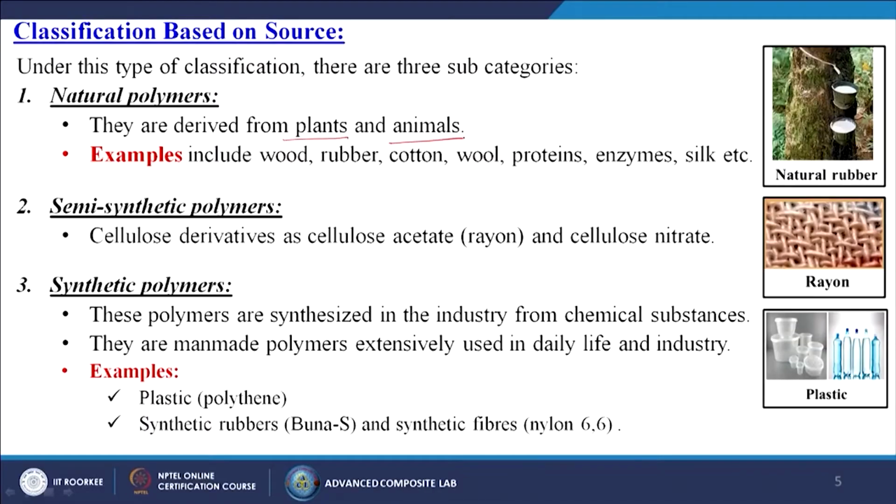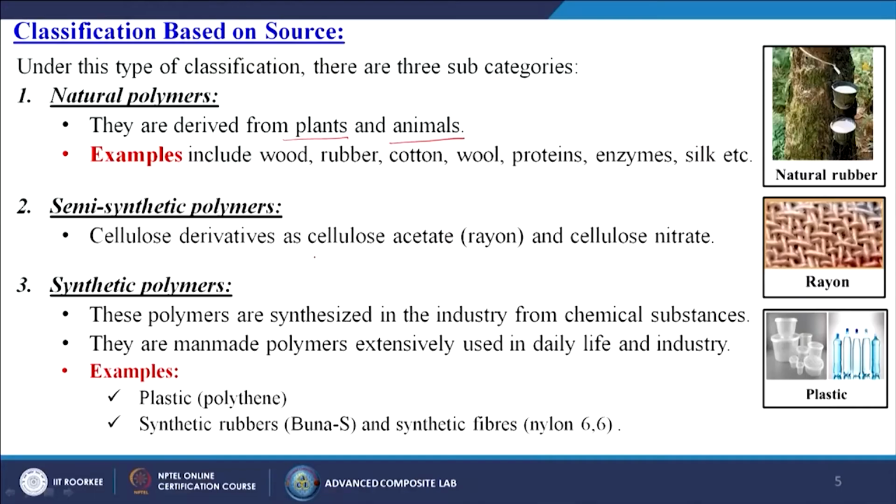So, first we will discuss all of them one by one. We will start with classification based on sources. Under this type of classification there are 3 subcategories, one is called natural polymers. Natural polymers are those we get from the environment, that means they are derived from plants and animals. Examples are wood, rubber, cotton, wool, protein, enzymes, silk, etc. These all we are directly getting from plants or animals.